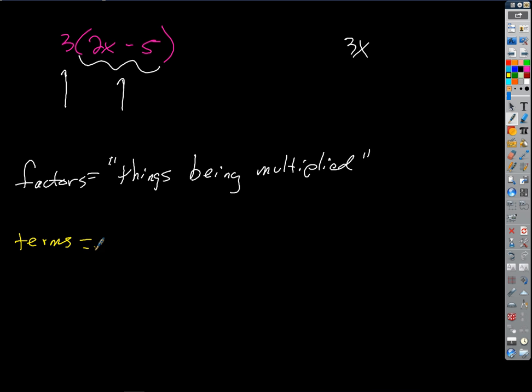Terms. Remember talking about that? Maybe? Terms are just things that are added or subtracted. So inside these parentheses, I've got two terms. I've got a 2x and a -5 that are being combined with addition or subtraction, whatever you want to look at. Right? Does that make sense?